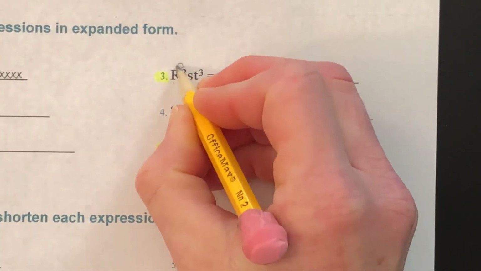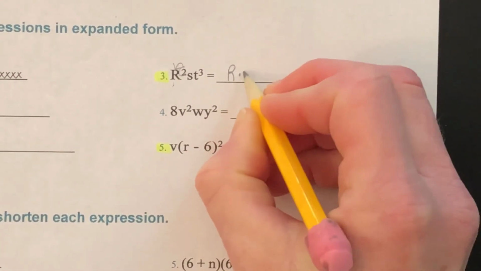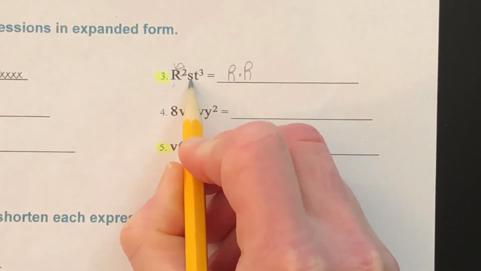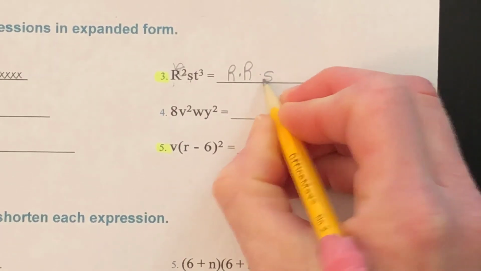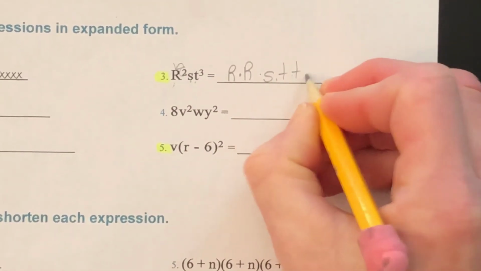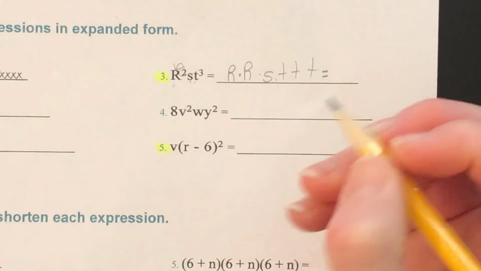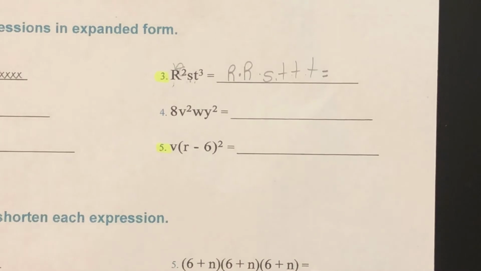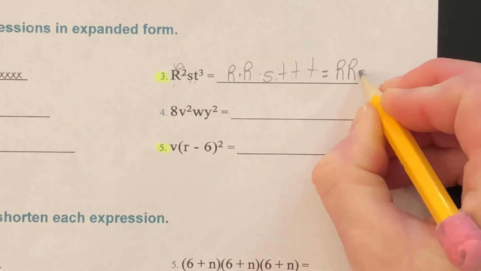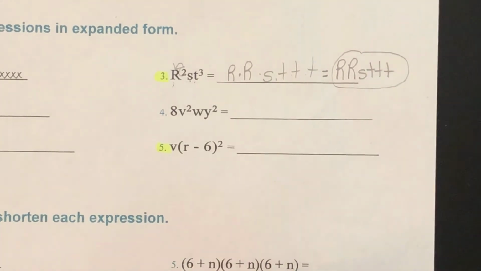The square applies to just the R. So you have R times R. Then I have an S, there's no exponent, so it's just one S. You know what, I don't need these dots. I'm going to rewrite without the dots. T cubed times T times T times T. Now I will write it without the times dots, because with variables you don't need multiplication symbols of any kind. R, R, S, T, T, T. That's what your answer should look like.